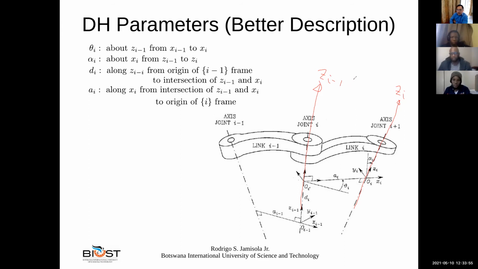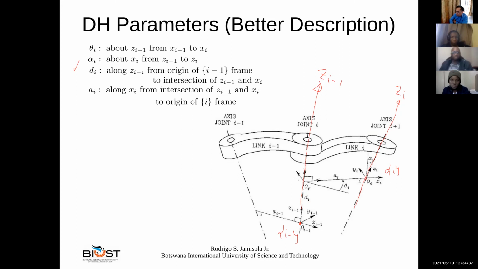Okay, so now this is your axis. So now let's consider distances. So along zi minus 1 from the origin of the I minus 1 frame. So our origin of I minus 1 frame, we have chosen this to be your I minus 1 frame, and you have chosen this to be the origin of your ith frame. So that origin and this origin. Now along zi minus 1, we are considering along this axis from the origin.